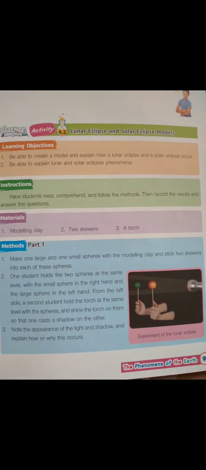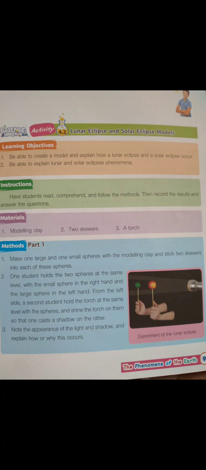And now please open your book on page 91. Okay, so we have an activity here, lunar eclipse and solar eclipse models. The sun is much bigger than the moon. How can the moon obscure the sun? What phenomena would happen if the moon orbits the earth and is on the same plane as the earth and the sun? Okay, so that is lunar eclipse and solar eclipse. So, activity: lunar eclipse and solar eclipse models.